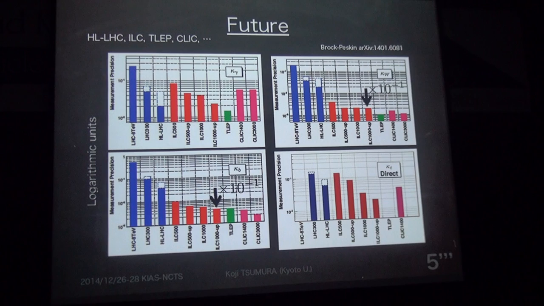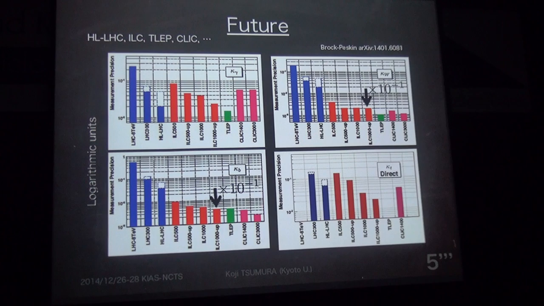Maybe it's science fiction. And in the future, we have so many projected machines: ILC, TLEP, CEPC, etc. At a future collider, for example the ILC, Higgs couplings will be measured at the level of less than 1%. This is a key number.